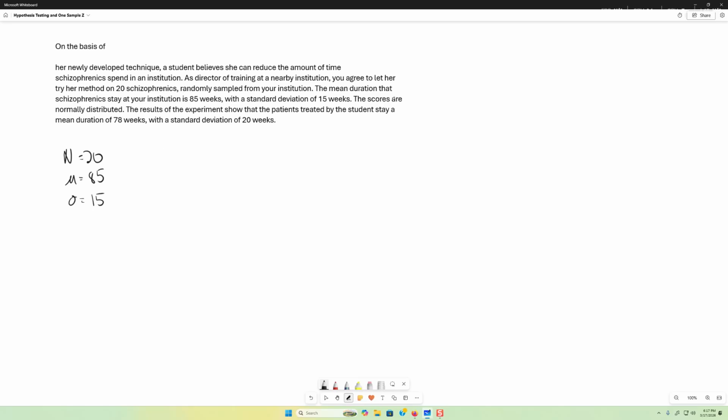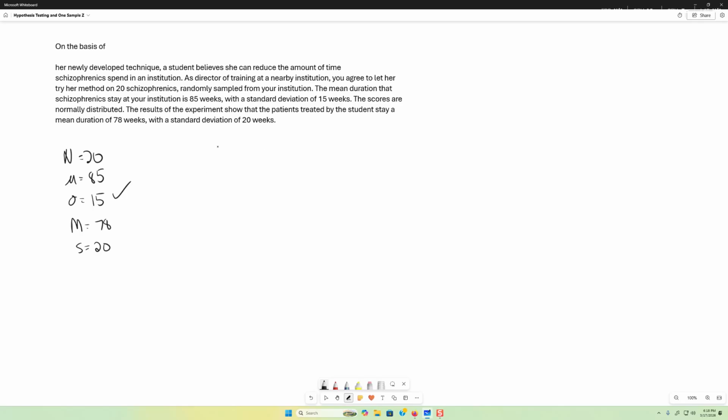Now our sample, the scores are normally distributed in the population. The results of the experiment show that the patients treated by the student stay a mean of 78 weeks. So in our sample of 20, treated by the student, that's the key right here, treated by the student. So you know that's the sample. And the standard deviation of the sample is 20 weeks. Now, if we know sigma, which we do, then we don't need to look at 20. If I know the population standard deviation, I'm going to use Z. And if I use Z, it doesn't matter what my sample standard deviation is. So I can just ignore the 20, right?